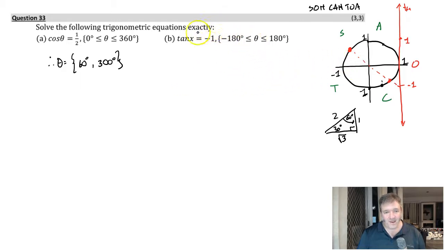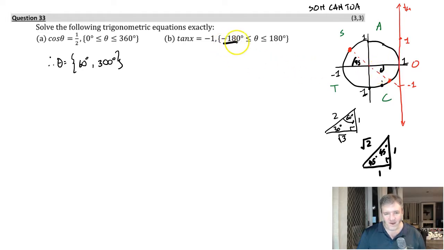So, tan x equaling -1. That seems to ring a bell, but it doesn't come from this triangle. Would it come from my other special triangle where I have 1, 1 and √2? 45 degrees, 45 degrees. Well, tan of 45 is 1 over 1, that would be 1, wouldn't it? So the reference angle, how far from the x-axis this is, is 45 degrees. And again, the reference angle, the distance from the x-axis, is 45.